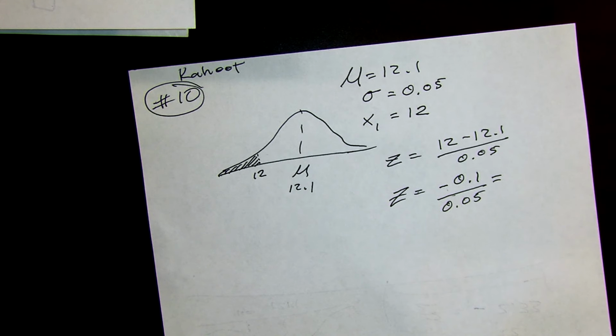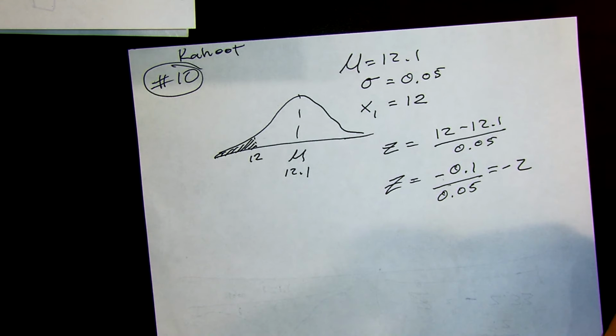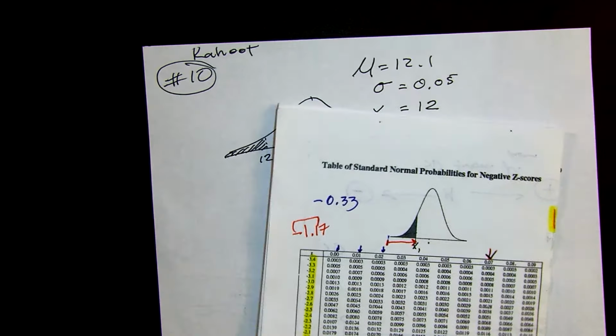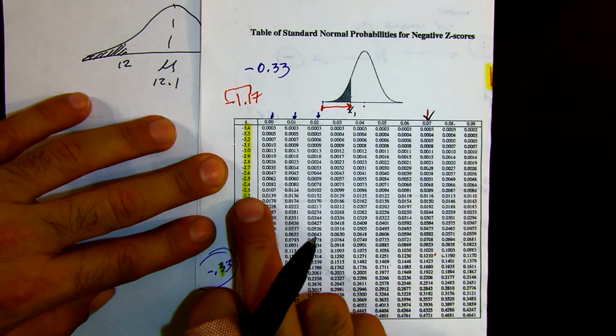I don't know, 0.1 divided by 0.05. Right? Yeah. Nice. Negative 2. Okay, negative 2. So now I know that it's negative 2.0. Let's just go to our negative side here. I'm going to go to negative 2.